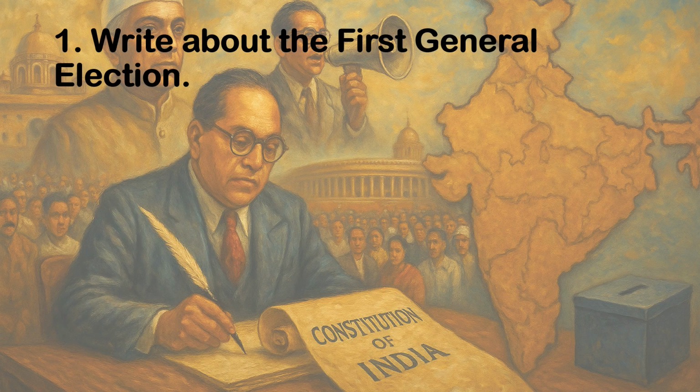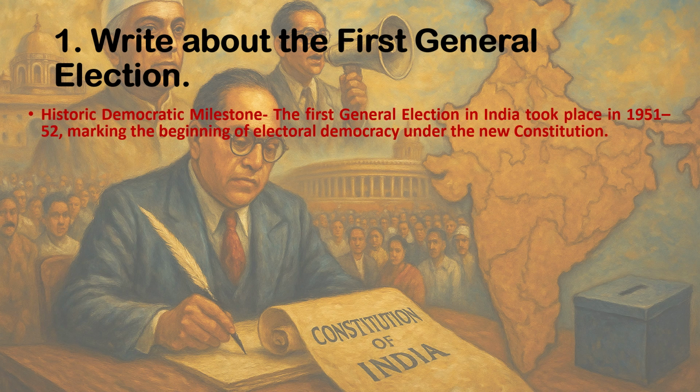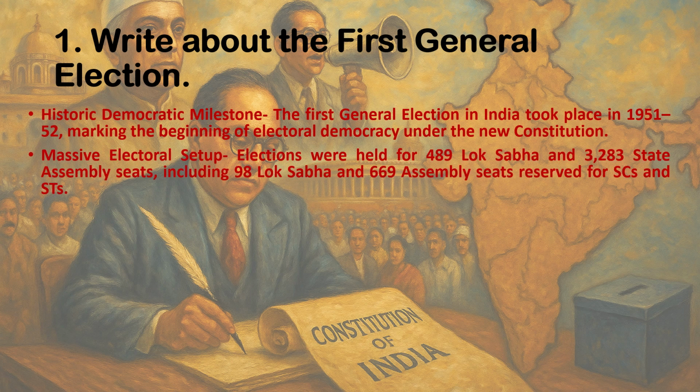Now we will go through the questions and their answers, which will be beneficial in your exam. Write about the first general election. The first general election in India took place in 1951-52, marking the beginning of electoral democracy under the new constitution. Elections were held for 489 Lok Sabha and 3,283 state assembly seats, including 98 Lok Sabha and 669 assembly seats reserved for SCs and STs.